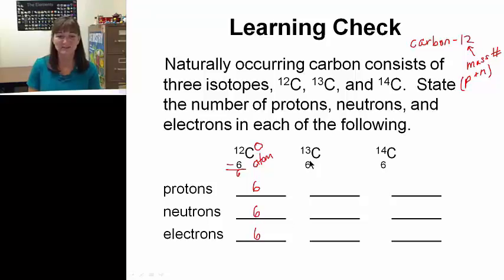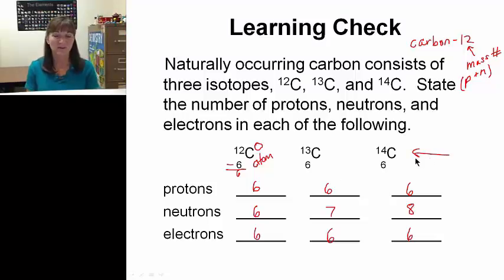If we look at the isotope carbon-13, once again it has 6 protons and 6 electrons. 13 minus 6 is 7. The isotope carbon-14 has 6 protons, 6 electrons, and in this case 14 minus 6 is 8. So a couple things I want you to notice. These are 3 isotopes of carbon. We know they're isotopes because they're the same element, but they have different mass numbers. Or another way of saying that, same element, but different number of neutrons. All right, memorize that about isotopes.